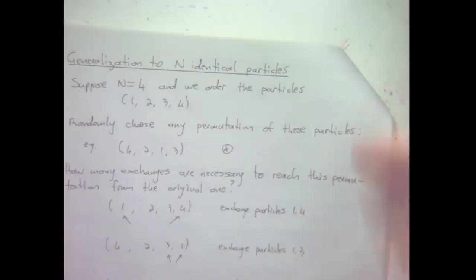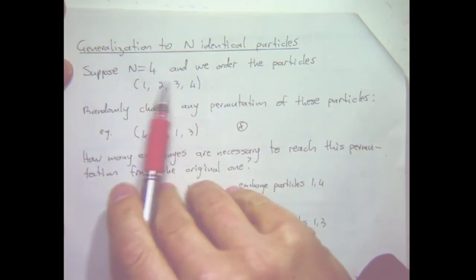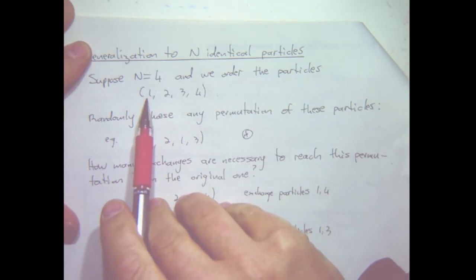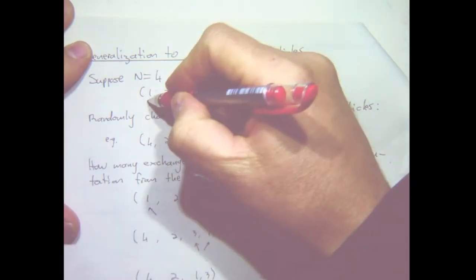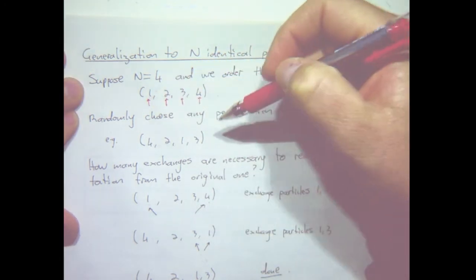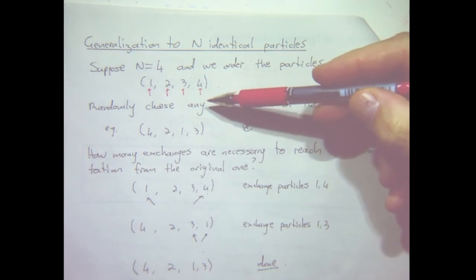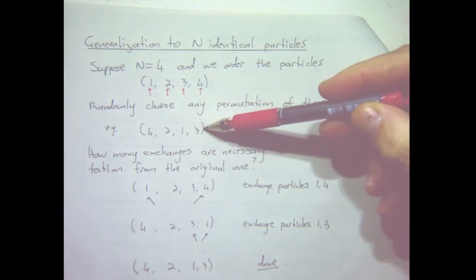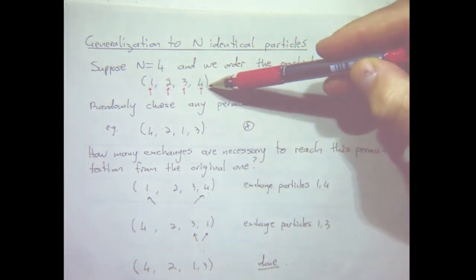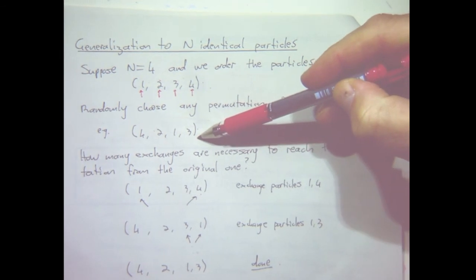Good, okay. Now, generalization to non-identical particles. Just to start off with, suppose we have four particles and we order them like this: particle 1 in slot 1, particle 2 in slot 2, particle 3 in slot 3, particle 4 in slot 4. Now, randomly choose any permutation of these particles. Okay, 4, 2, 1, 3. How many exchanges are necessary to get from there to there, exchanging a pair of particles at a time?